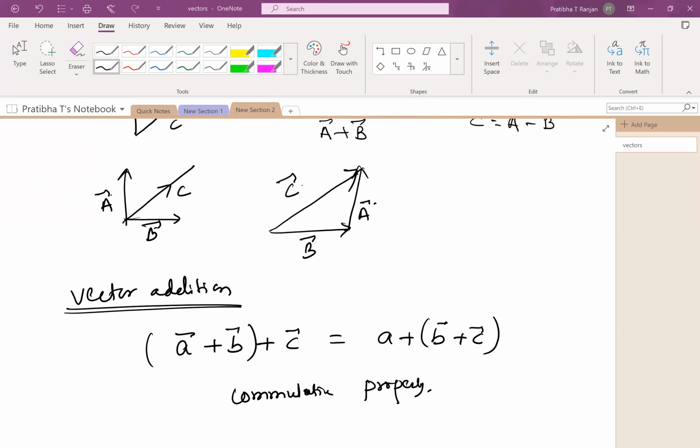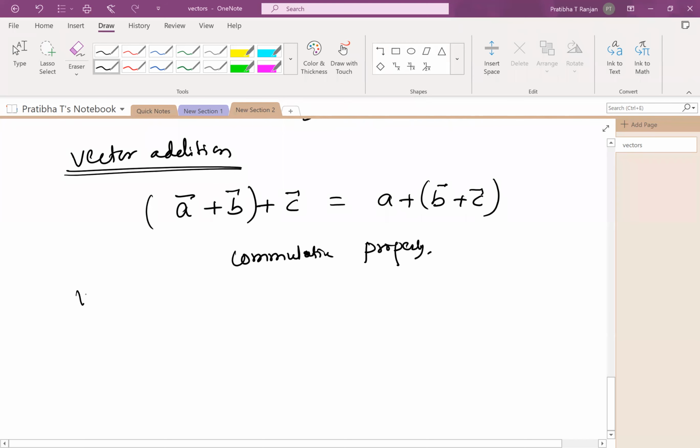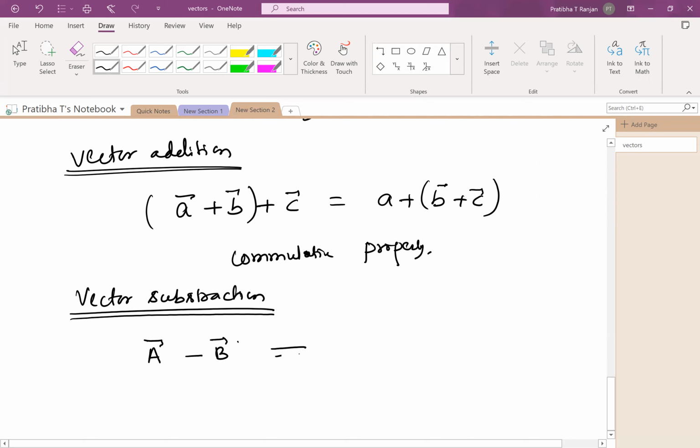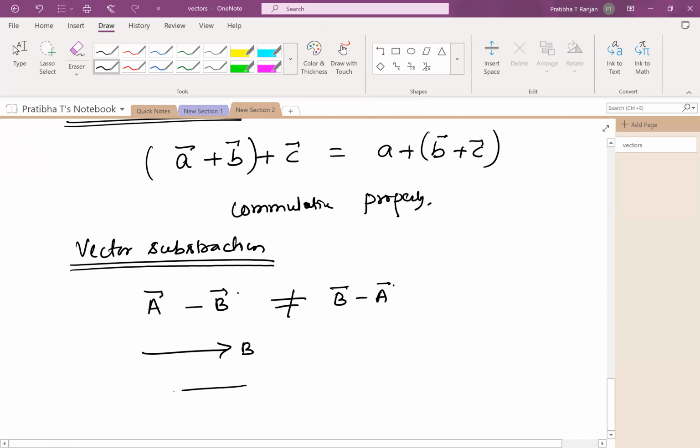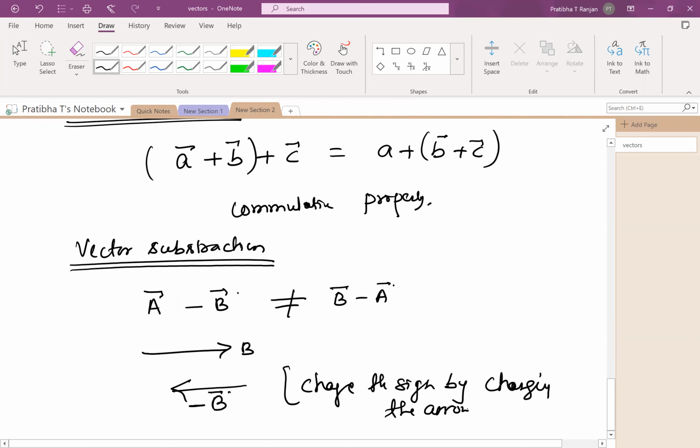Now subtracting two vectors. Suppose you have vector A minus vector B, then it is not equal to vector B minus vector A. When you change the sign of the vector, suppose your vector B is working in this direction and you change the sign, then it becomes negative B. You can change the sign by changing the arrow. Sometimes we need to do that.